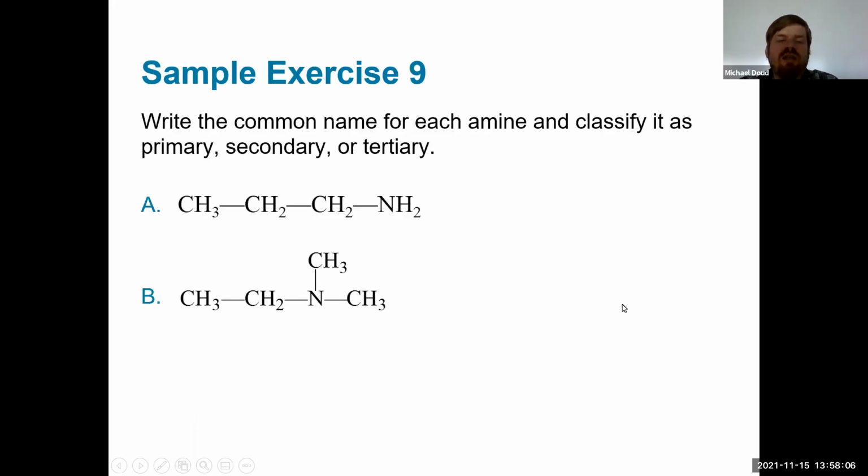Okay, so go ahead and give it a shot here. Give me the common name, that's the simple name we've been talking about, for each of these amines, and classify it as either primary, secondary, or tertiary. Give it a shot, and we'll take a look at the answer when we come back. So pause the video and give it a try.